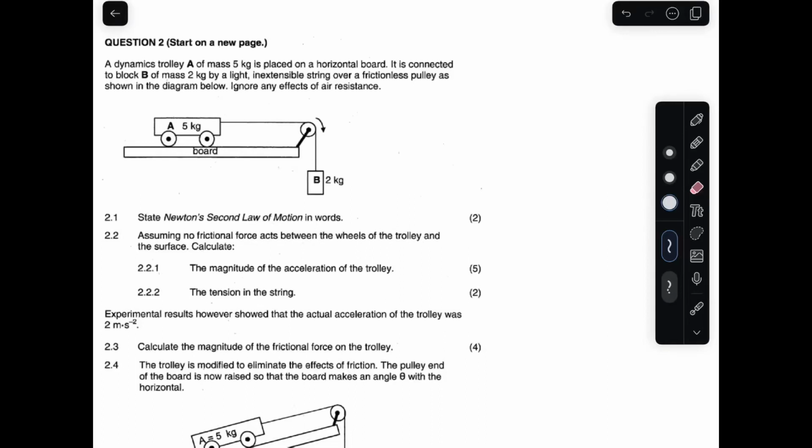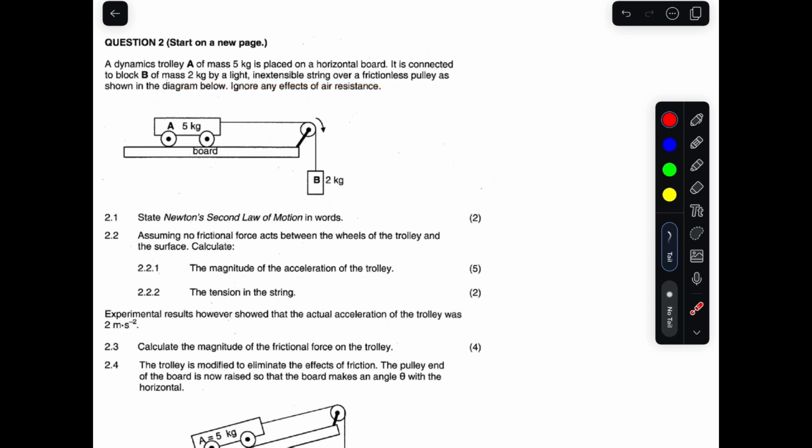Here's another question too, from Newton application. It says dynamic trolley A of mass 5 kg is placed on a horizontal board. It is connected with the block B of mass 2 kg by a light inextensible string over a frictionless pulley, shown in the diagram below. Ignore the effect of air resistance.